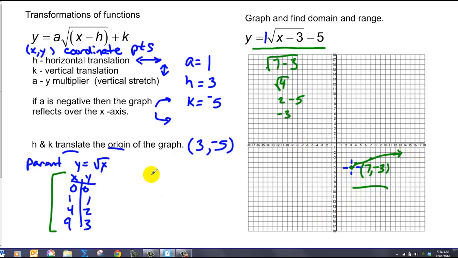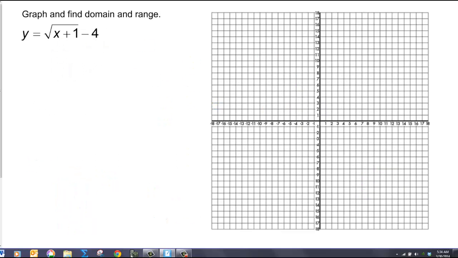So this graph checks. If I wanted to find the domain and range, the domain of this graph, we see that its x values start at 3 and move to the right. And you'll see its y values start at negative 5 and move up. So that would be the domain and range of that graph. We're going to do this a number of times so we can get a hang of things. We're going to change a, h, and k values as we move along.